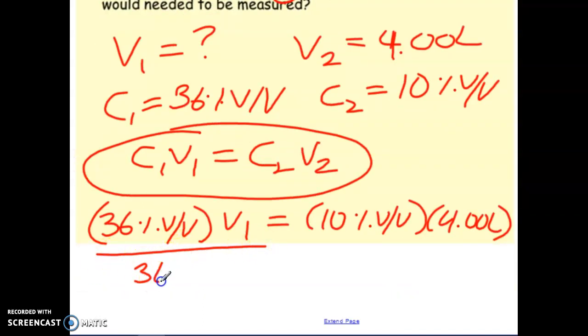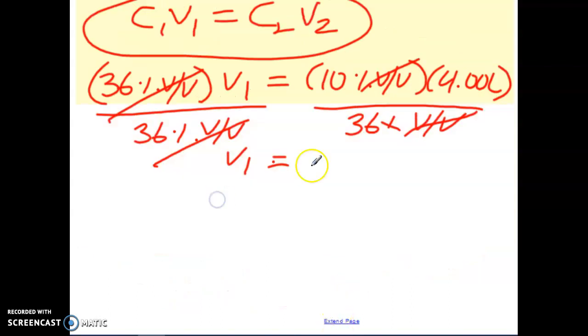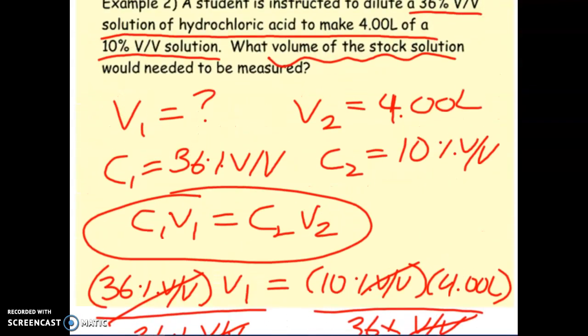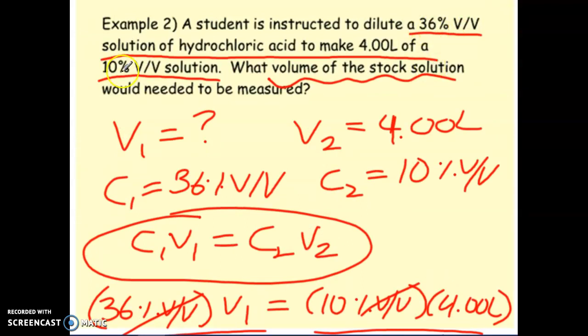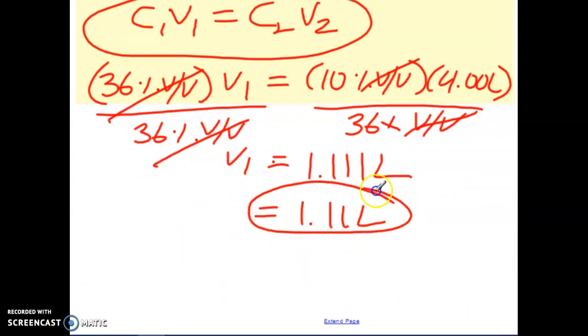So to solve for our V1, we're going to divide both sides, right? Percent volume per volume is gone. So our V1 ends up being 10 times 4 divided by 36. So our volume that we have to measure out is 1.111 liters. Remember, the units have to be consistent here. As for significant digits, percent is not looked at for significance, if you remember. So we have here 4.00, which is 3, so it actually would become 1.11 liters.